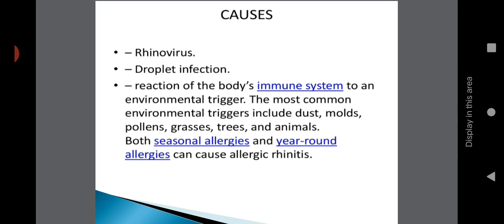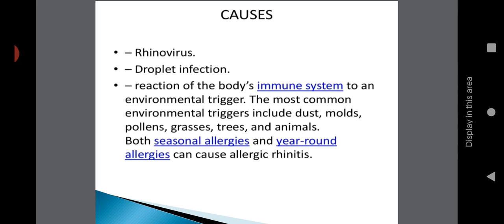In that, the first one is rhinovirus. It's a kind of virus which is present in our environment. Then the second one, droplet infection. Any kind of droplet infection can lead to rhinitis. Then the reaction of the body's immune system to an environmental trigger. The most common environmental triggers include dust, molds, pollens, grasses, trees, and animals. Both seasonal allergies and year-round allergies can cause allergic rhinitis.